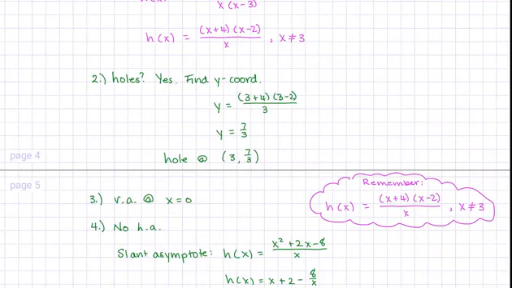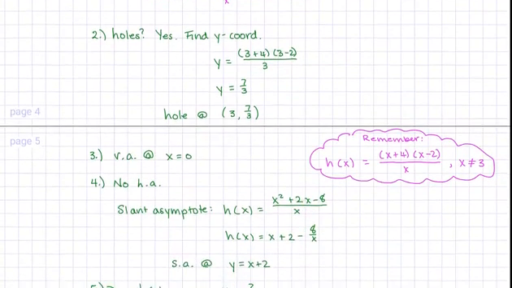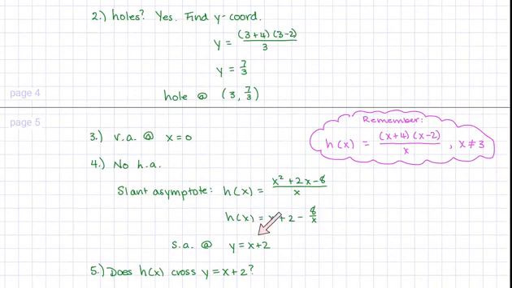So if I multiply these binomials together, I get this quadratic, but everything's being divided by x. It's a single term, so I can take each term individually and divide it by x. x squared over x is x. 2x over x is 2. 8 over x is 8 over x. There's my slant asymptote then, y equals x plus 2. So again, not too much work to find the slant asymptote.